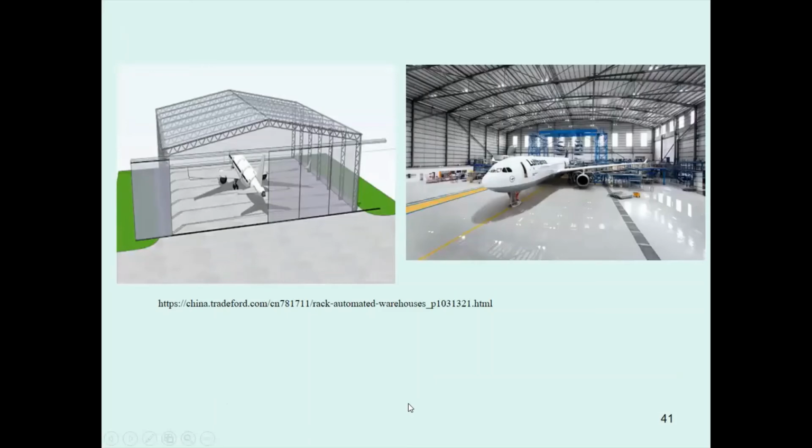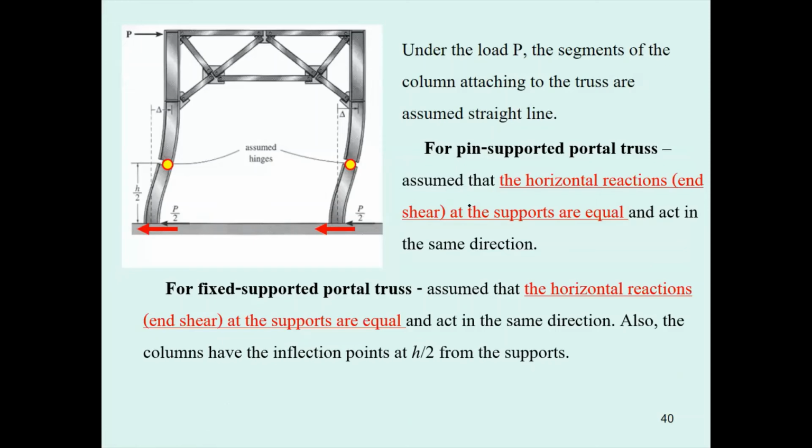Okay, that's used to keep the airplane out of the elements, such as out of the snow and out of the high wind. In the analysis of this, you may assume the hinge occurs at about half of the length of the column, and the length of the column is measured from this point to the bottom. And if pins are used as the support of the portal truss, you may assume the horizontal reactions are equal and act in the same direction.